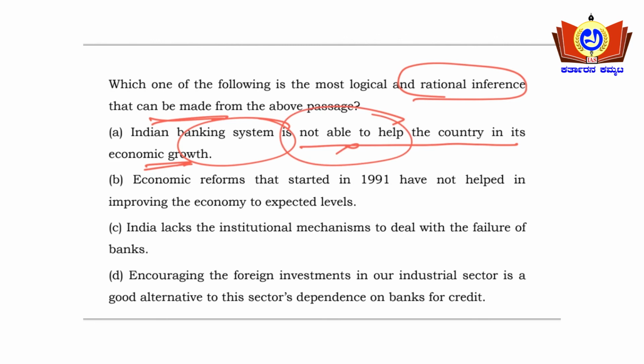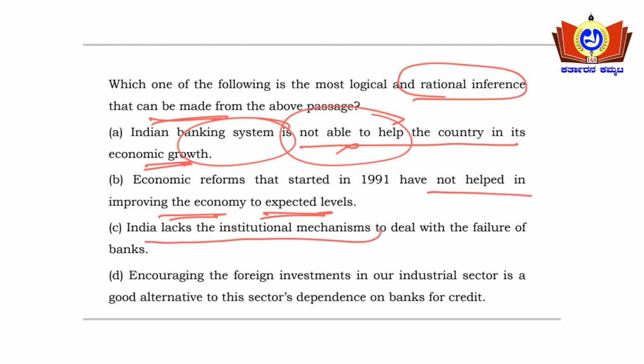Economic reforms that started in 1991 have not helped in improving the economy to the expected levels. Nowhere in the passage does it state that economic reforms started since 1991 have not helped in improving the economy to the expected levels. In the passage they have given the reforms since 1991, and based on those reforms, bank reforms need to be taken. That kind of statement has been made in the passage, not about not helping improve the economy to the expected levels. So what is the third statement here?